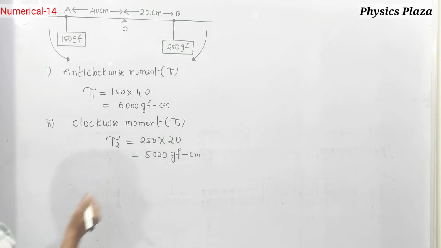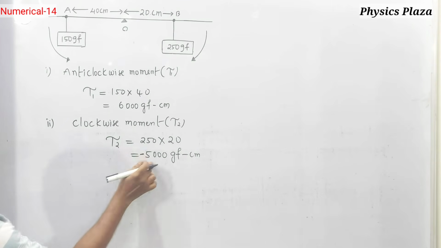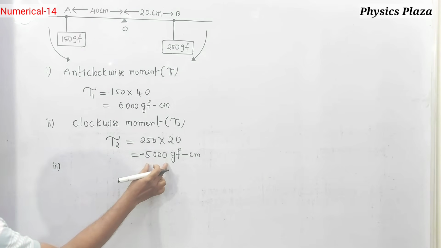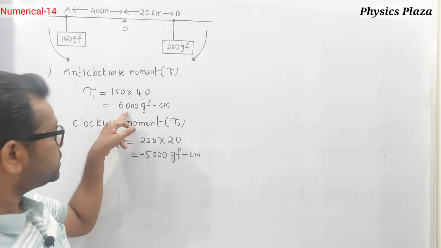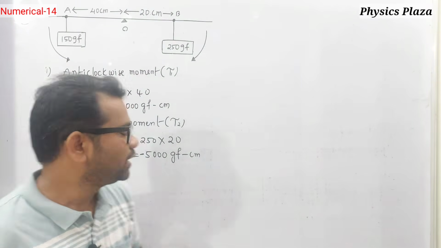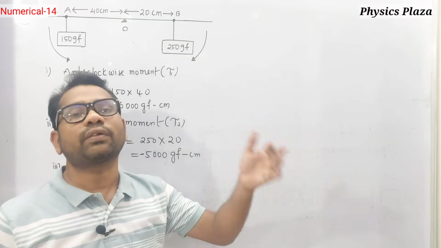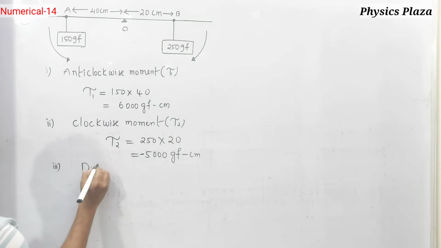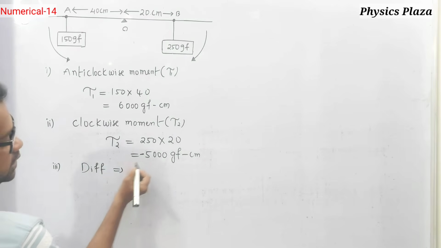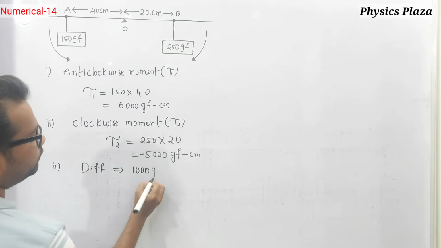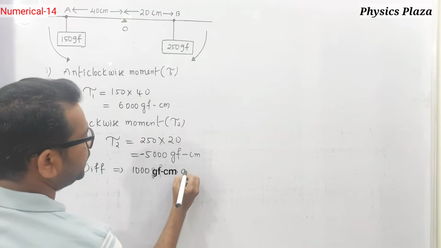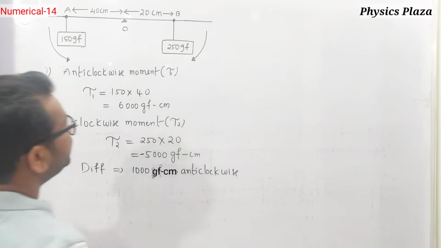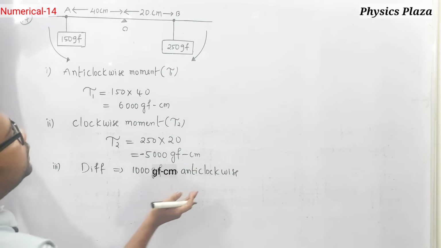Now they are asking us to find the difference. Children, the clockwise moment is going to be a minus. Why? Clockwise moment is always taken as minus. Now the difference they are asking: 6000 minus 5000. See, children, some students may get a doubt here. They may do 6000 minus of minus 5000. No, don't do like that. Your minus only represents that it is clockwise. So the difference is simply 6000 minus 5000, which is 1000 gram force. So this 1000 gram force is what, children? It is anti-clockwise. As a result, the total meter rule will try to rotate in this direction.